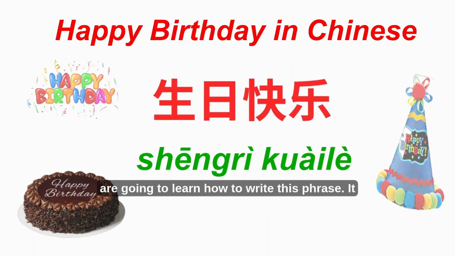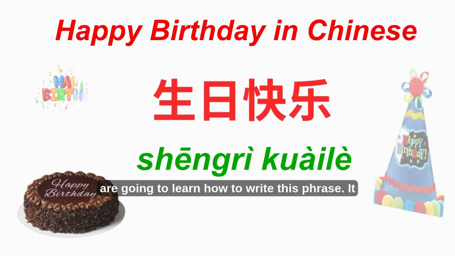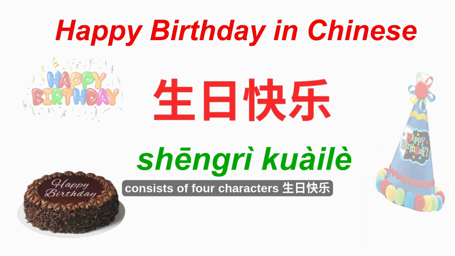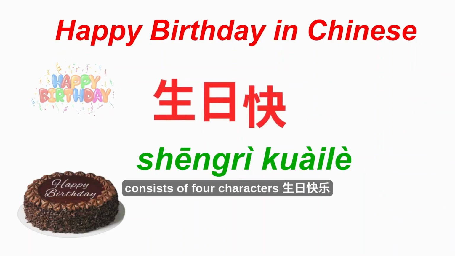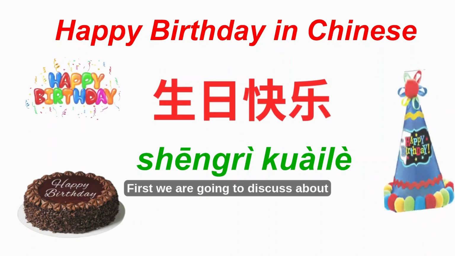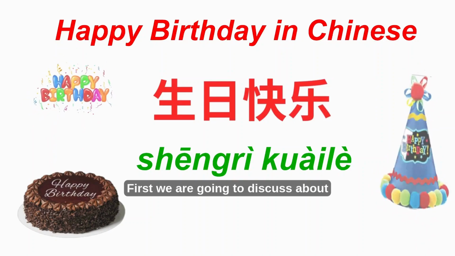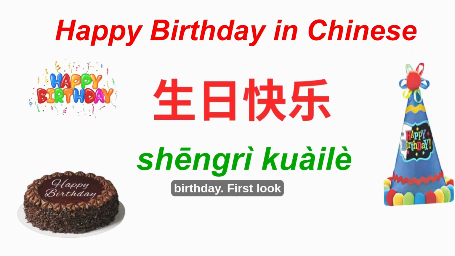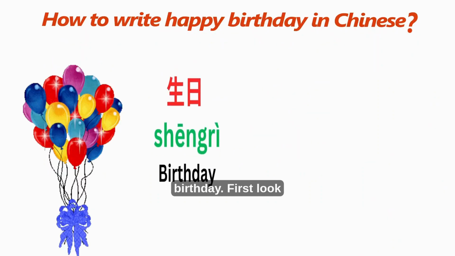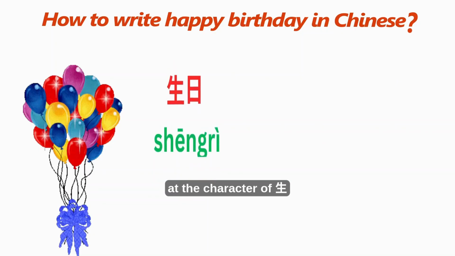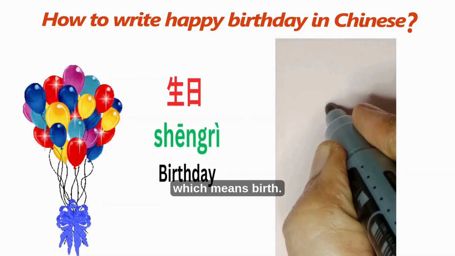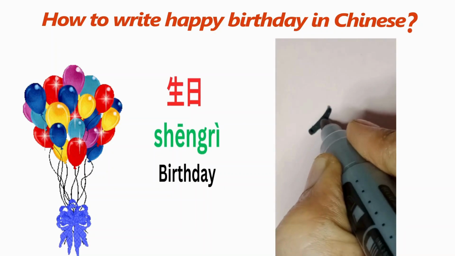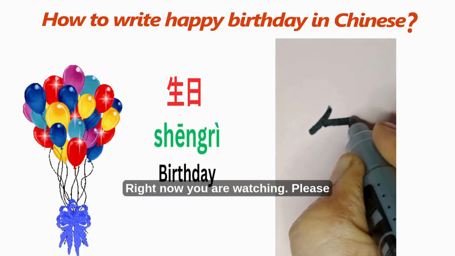Now we are going to learn how to write this phrase. It consists of four characters: Sheng, Ri, Kuai, Le. First we are going to discuss Shengri, which means birthday. First look at the character Sheng, which means birth.